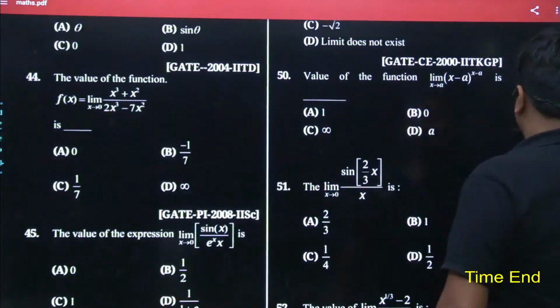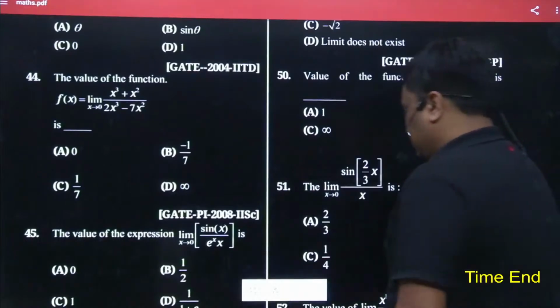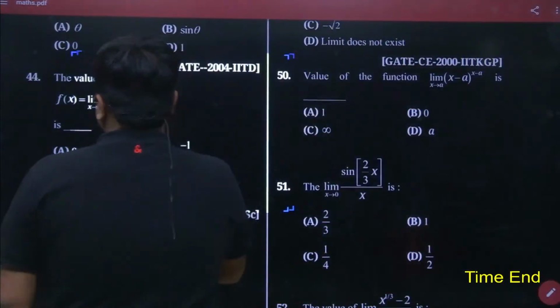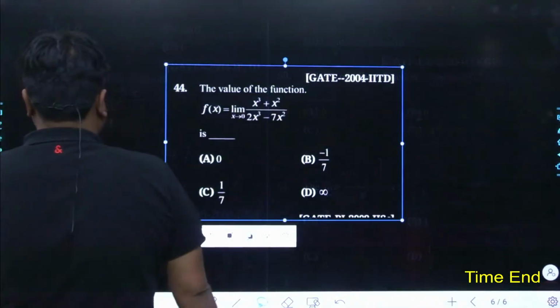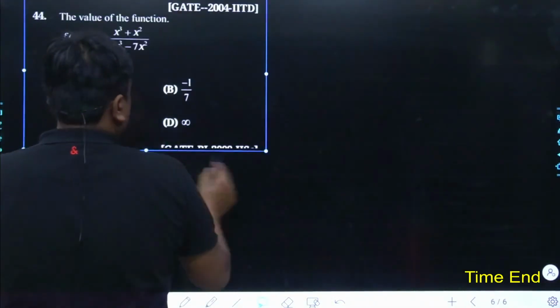Let me focus on question number 44. It's almost the same, but okay, we will take this as well. And here comes question number 44. Read it carefully and tell me what would have been the best most answer.